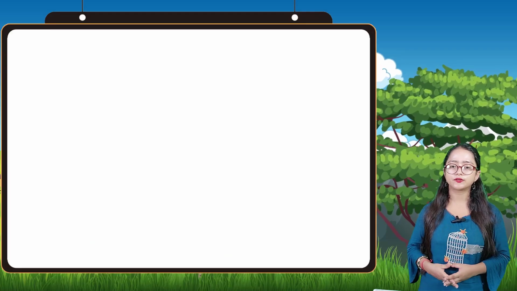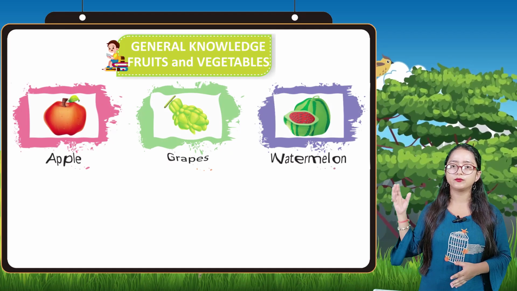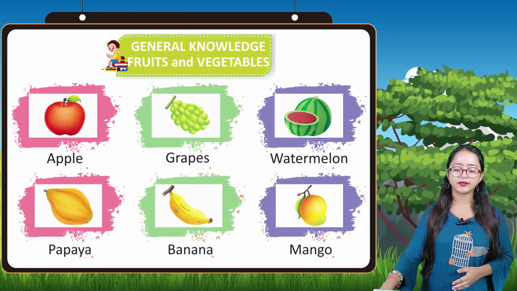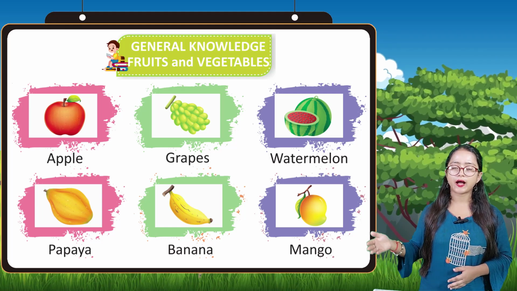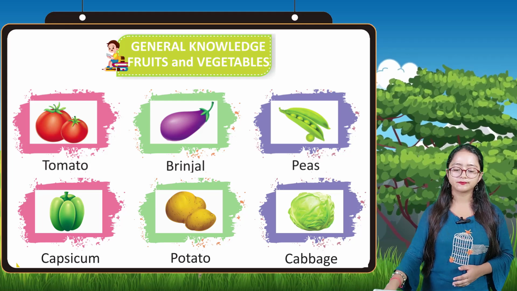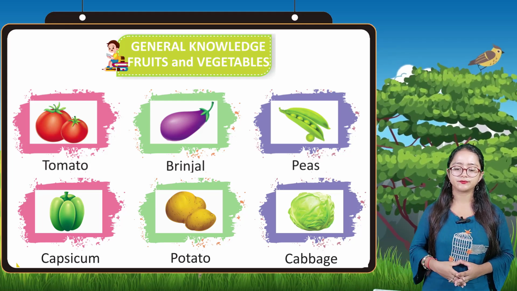Now let's move into the GK one, general knowledge, and first topic is fruits and vegetables. Apple, grapes, watermelon, papaya, banana, mango, tomato, brinjal, peas, capsicum, potato, cabbage.